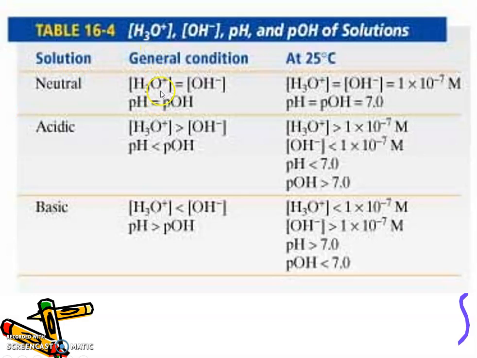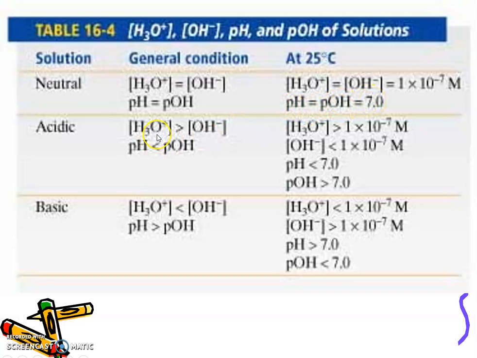So just in general, recognize that if the H3O and OH are equal, that means it is a neutral solution, and your pH will equal your pOH. Your H3O is equal to your OH, which is always 1 times 10 to the minus 7, so the product of them would be 10 to the minus 14, which we've talked about. And again, your pH and pOH will both equal 7.